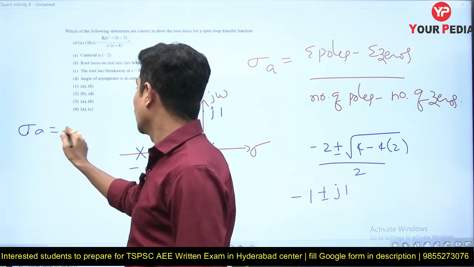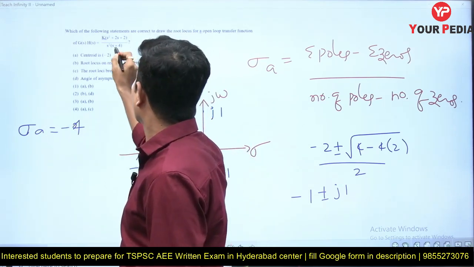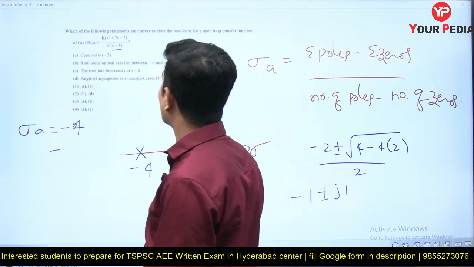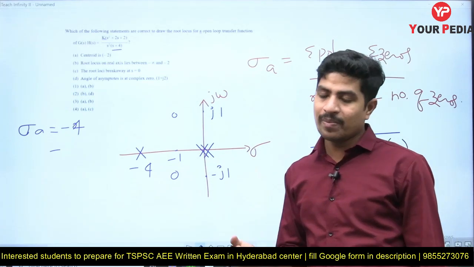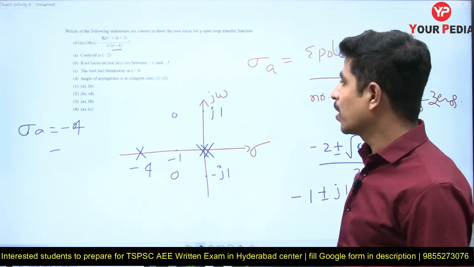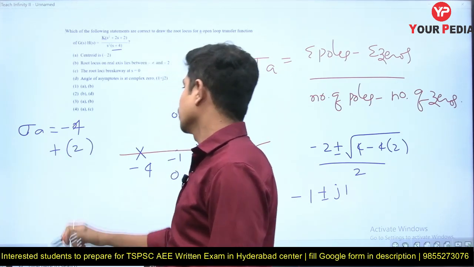Sigma A is equal to minus 4. Minus the sum of zeros. I have two zeros, both are complex zeros. If you add those two, the imaginary parts get cancelled, and only the real part remains. How much is it? Minus 2. Minus of minus 2 is plus 2.